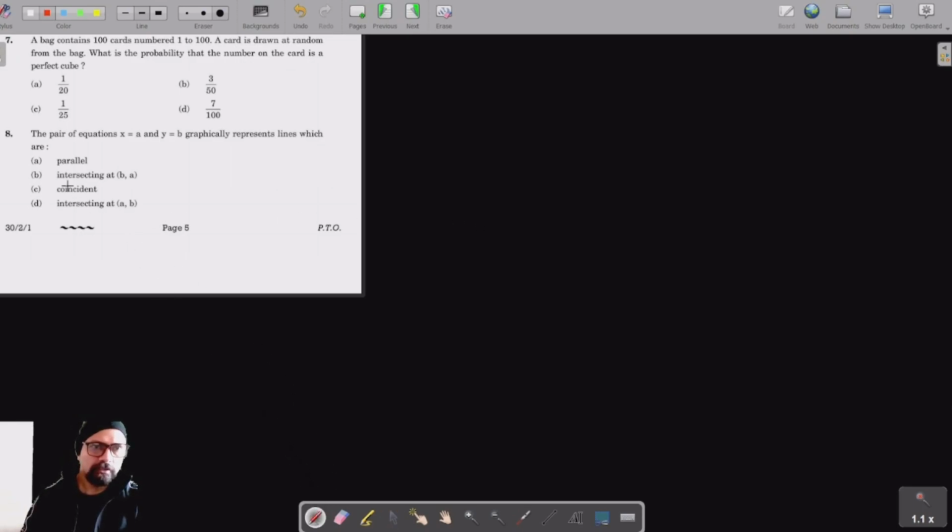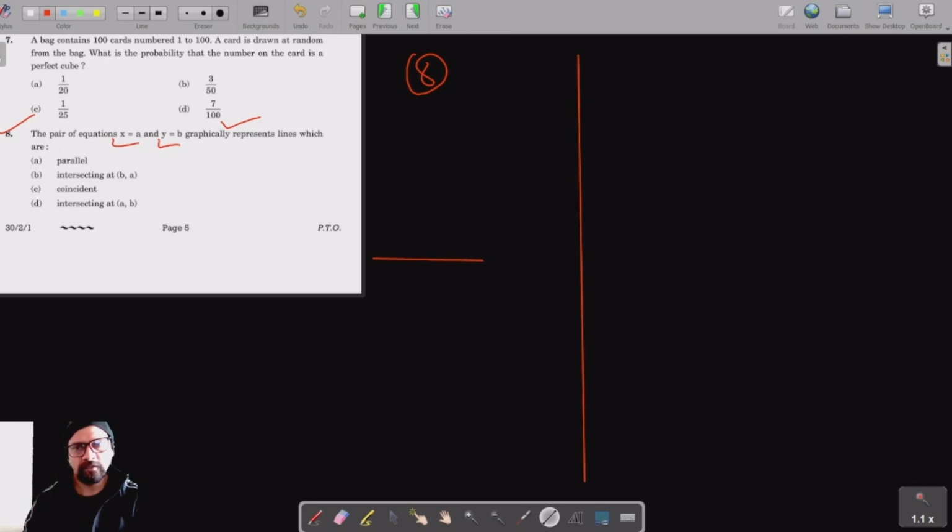Before question number 8, now we have to find the pair of equations x is equal to a, y is equal to b, graphically represent lines which are either parallel, intersecting at a, b, or coincident. So let's try to sketch their graph. Now x is equal to a is a line parallel to the y-axis. So these are the x and y-axis. This is x and this is y. Let's say this is distance a.